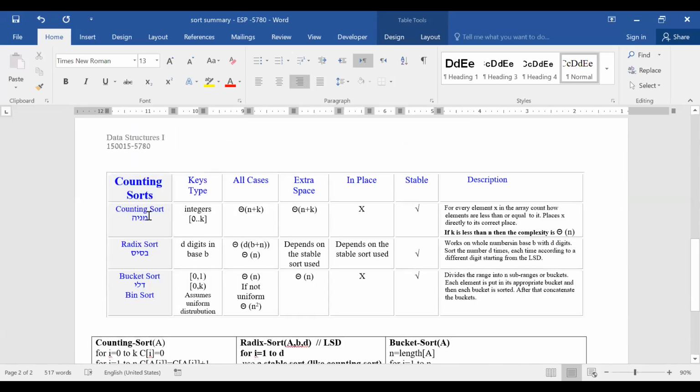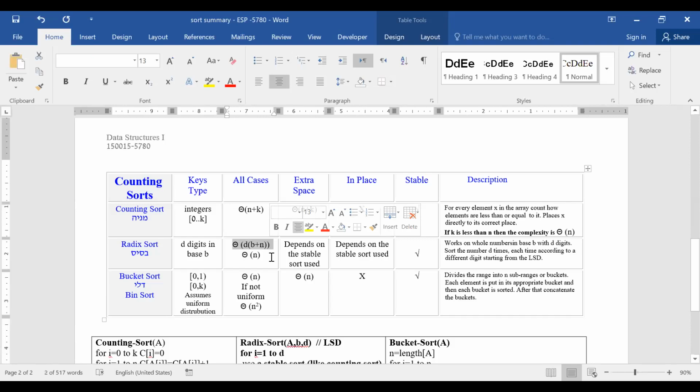The second side is all the, I call them counting sorts, the 3: counting, radix, and bucket. By the way, bucket sort, a lot of people call it a sister sort to the radix sort, because they're similar to a certain degree. So you have here the key types. I wrote all cases because most of them are all cases, but if we're assuming that d and b are constants, then it's theta of n.